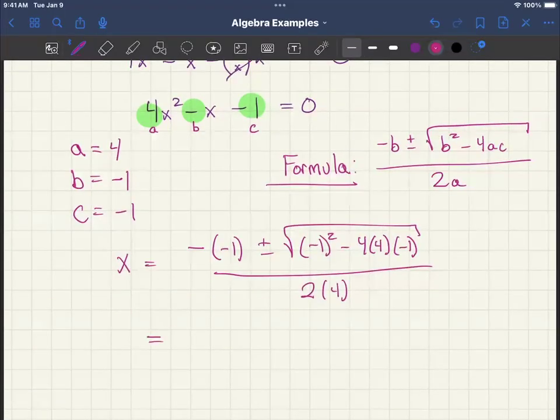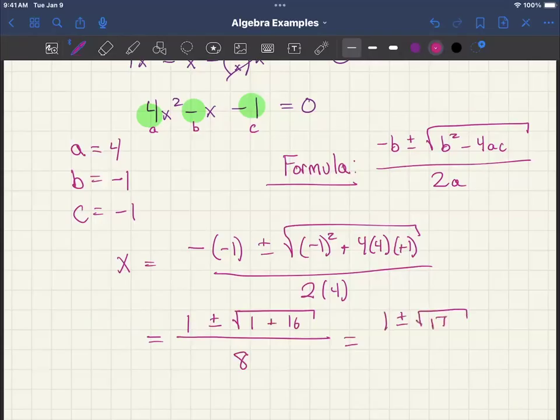Double negative turns into a positive, so we have a +1 to start off with. Our -1, when we square it, that negative sign goes away. Over here we have a double negative, so that's going to turn into a positive. 4 times 4 is 16. And in our denominator, we get 2 times 4, which is 8. Let's clean this up just a little bit further. We end up with 1 plus or minus the square root of 17 over 8.